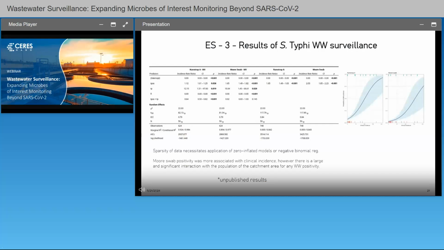Now, when we carried out the same negative binomial regression, we found that the incidence rate ratio of Nanotrap A positivity to the case data was around 1.85. It was 2.03 for MooSwab. We also carried out multivariable negative binomial regression, and we found a significant interaction effect between the population in the particular catchment and the positivity, which is what we expect.